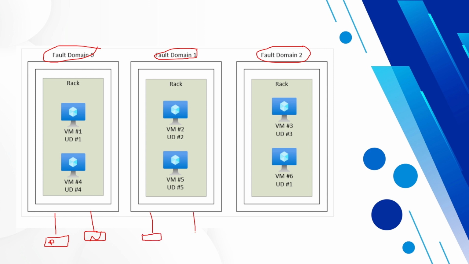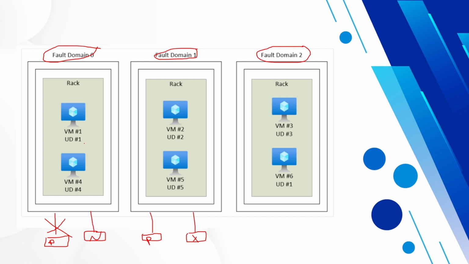And as you can see, if anything happens to fault domain 0 and there is a power outage, all the VMs in fault domain 0 will go down, and then the VMs available in fault domain 1 and fault domain 2 start working and provide service to our customers. This is the concept of having different fault domains, because we want to create redundancy here.